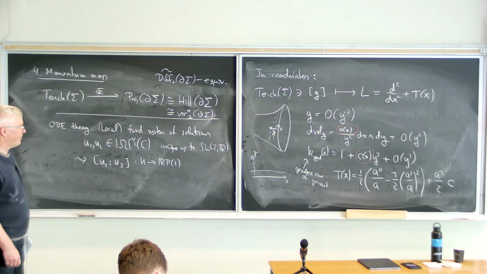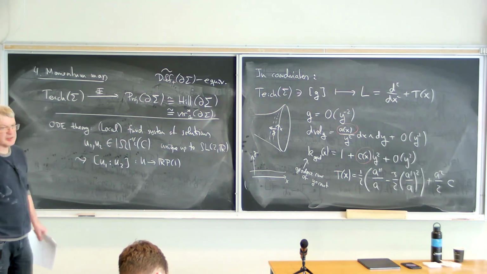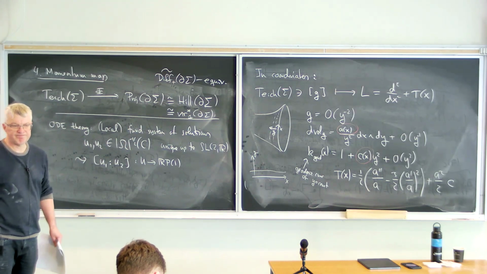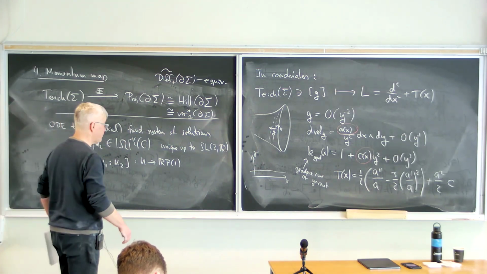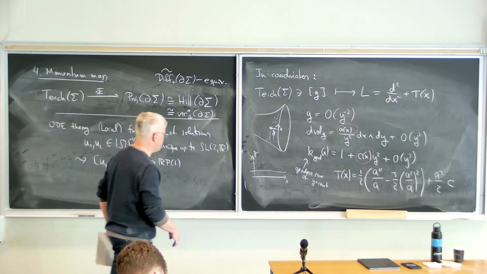So we have our space, we have the action, we have the momentum map, and now we still need the symplectic structure. Yeah, the symplectic structure ended up being the hardest part for us.